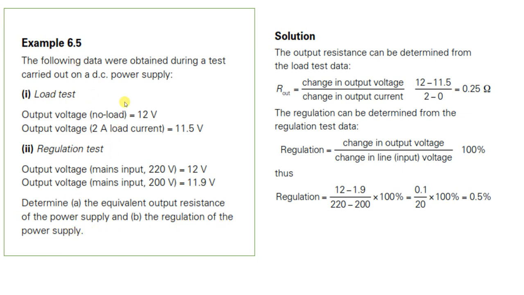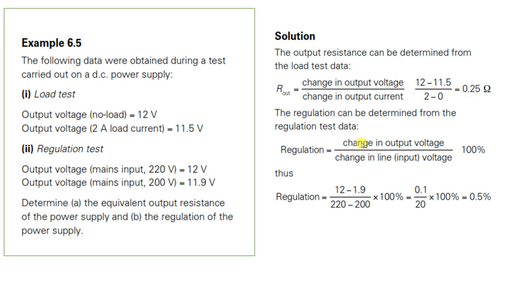This is also given in the notes. The output resistance is given by the change in output voltage divided by the change in output current. The change in output voltage you can see is 12 and 11.5. The current is 0 here, since no load means open circuit, and the other current is 2 amps. So the change in output current is 2 minus 0, and the change in output voltage is 12 minus 11.5, which is 0.5, divided by 2. So half divided by 2 is 0.25.